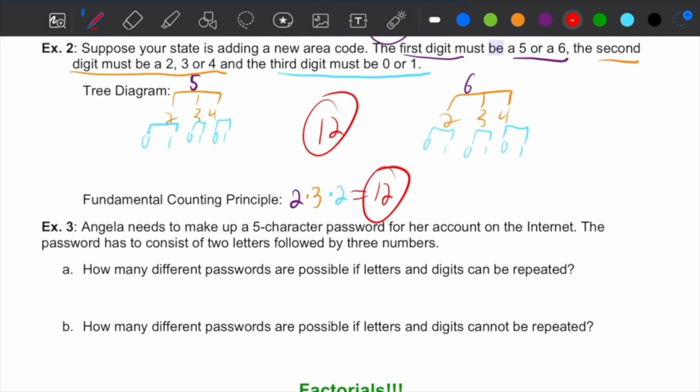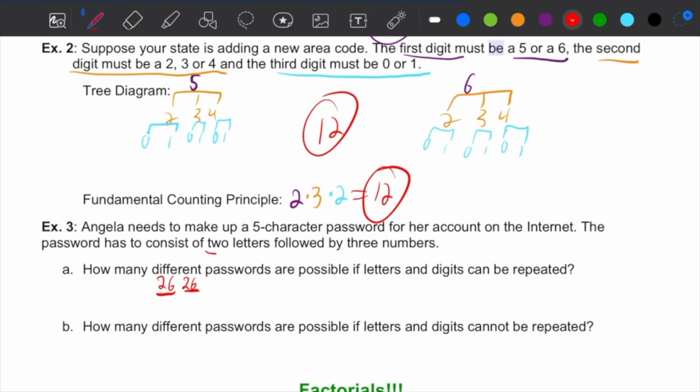Angela needs to make up a 5-character password for her account on the internet. The password has to consist of 2 letters followed by 3 numbers. So how many different passwords are possible if they can be repeated? Because it has to have 2 letters followed by 3 numbers, the first 2 have to be letters. So for the first letter, let's say you pick A. For the second letter, you could pick A again. So you have 26 options for your first letter and the same 26 for your second letter because you're not restricted.